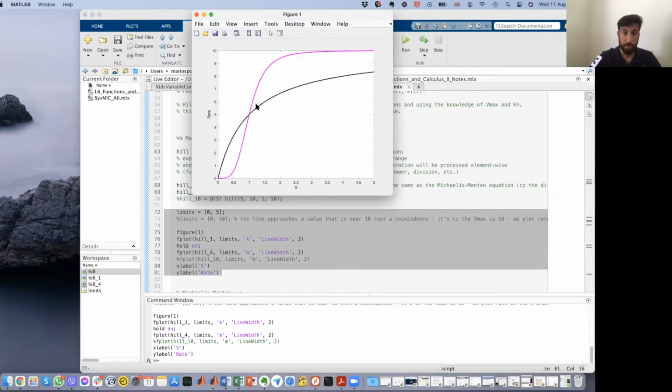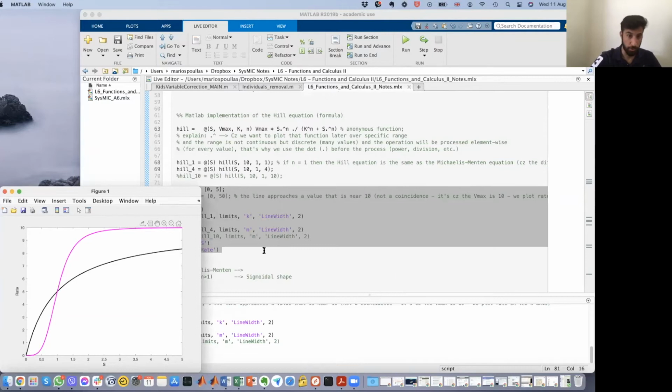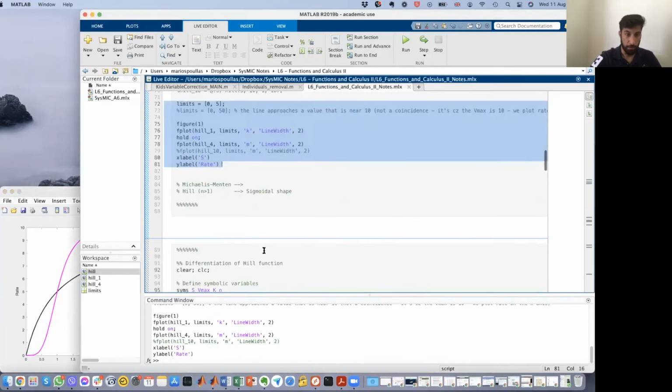As you can see, we've got the same equation as before, the black one. We've got the same plot as before. This is the Michaelis-Menten one, or the Hill with the exponent equal to 1, and the Hill equation with the exponent greater than 1. As you can see, it's a sigmoidal curve, and I've colored it in a different color, magenta, so you can see them both.